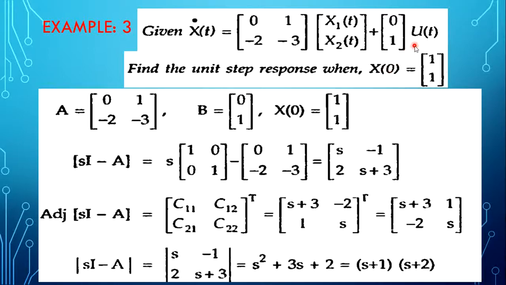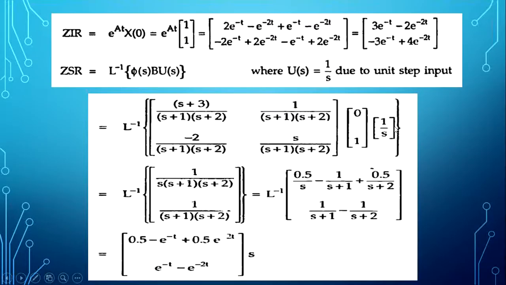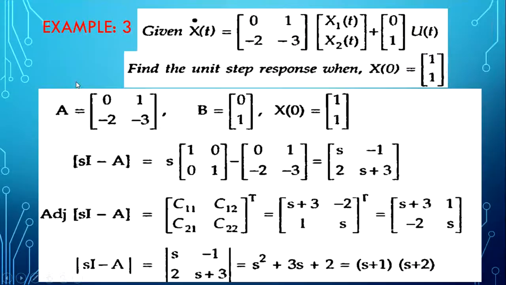When u of t is there, that equation is a non-homogeneous equation. So for a non-homogeneous equation, the final output or solution is ZIR plus ZSR. So we need to find both. We'll start solving it.